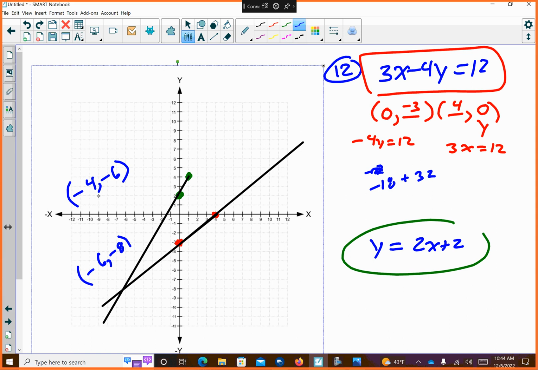Let's see if that works. That's -12 plus 24. That is 12. Good. That works on the first one. Looking at the second one, -6 equals -8 plus 2. Oh, you nailed it. That is the solution.